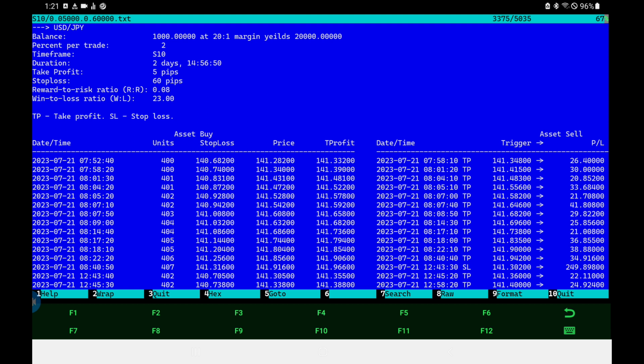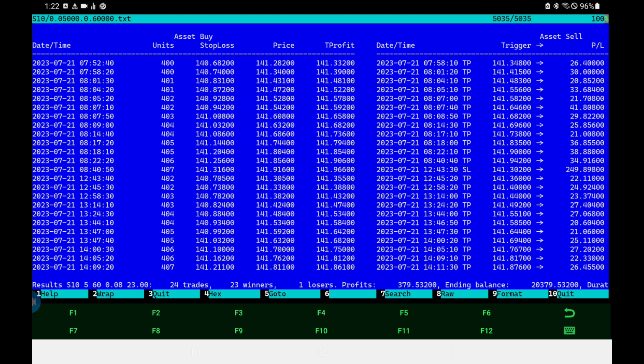This video is going to be a big reveal. If you watched my last video, then you know I started an experiment 2 days ago testing a 5 pip take profit against a 60 pip stop loss. And I should be greeted today with somewhere around $350 plus of leverage to profit.